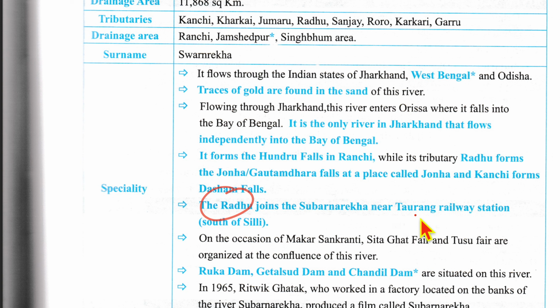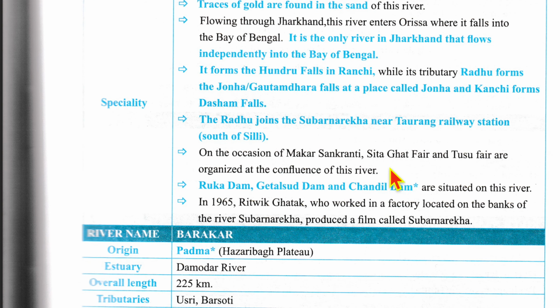The Randu joins Swarnrekha near Taurang railway station, which is south of Silli. On the occasion of Makar Sankranti, Sita Ghat Fair, Tussu Fair are organized at the confluence of this river. Rukka Dam, Getalsur Dam and Chandel Dam are situated on this river. In 1965, Ritvik Ghatak, who worked in a factory located on the banks of river Swarnrekha, produced a film called Swarnrekha.